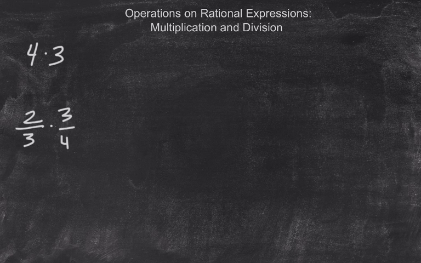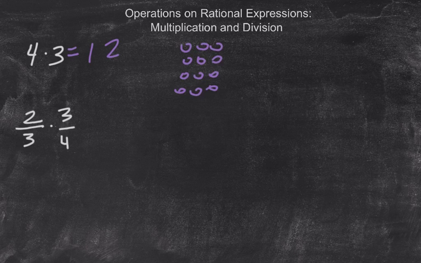We can think of this multiplication 4 times 3 as 4 groups of 3, and we can draw that as 4 groups of 3 to see that we get 12 as our answer. Now I'm guessing that you all knew that, but it's important to start with the basics so that we can build a common language.